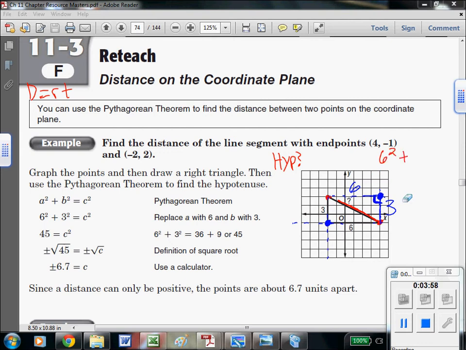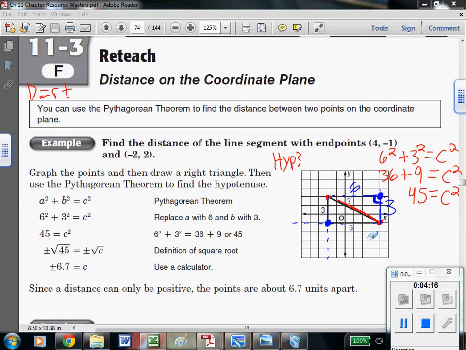So let's set this up. 6 squared plus 3 squared equals c squared. C is just going to represent the hypotenuse as usual, which is going to be the red line for us. 6 squared is 36. 3 squared is 9. C squared is just c squared. 36 plus 9, well, that's going to be 45. So we have 45 equals c squared.